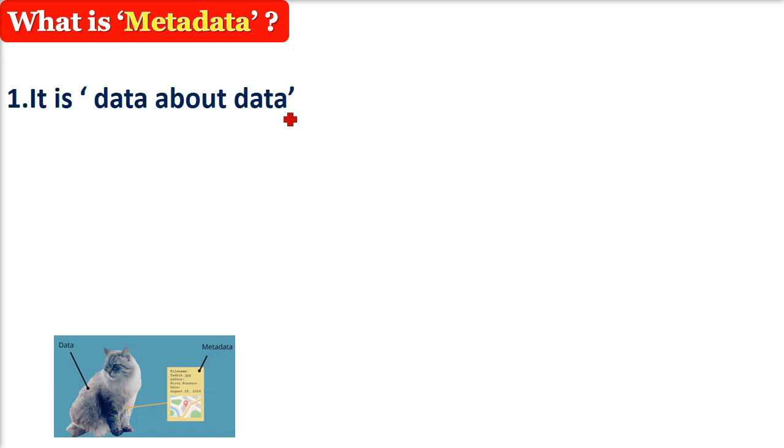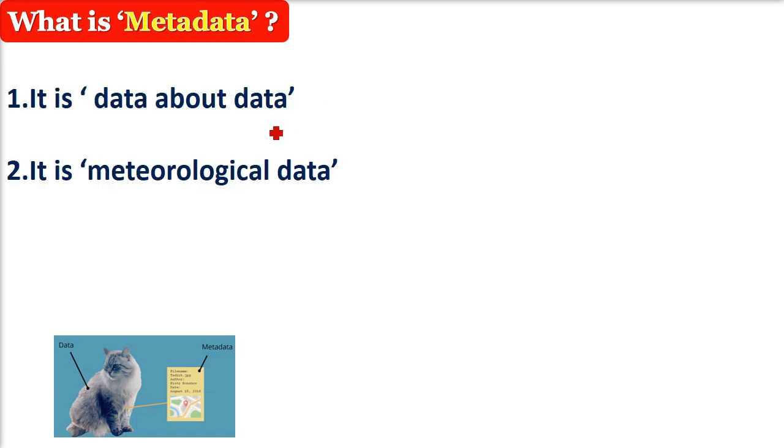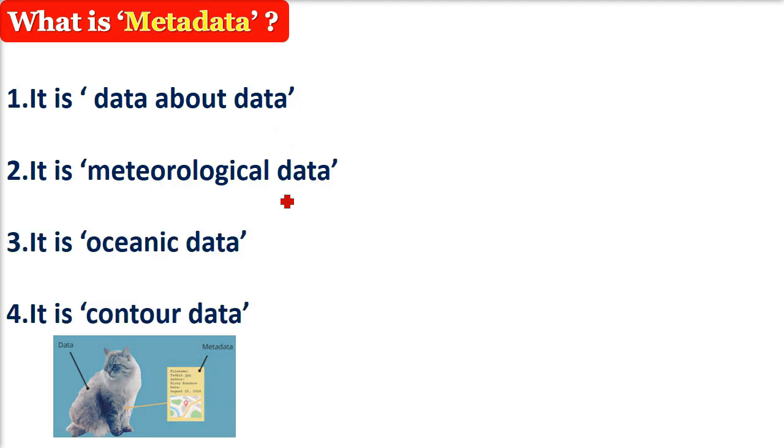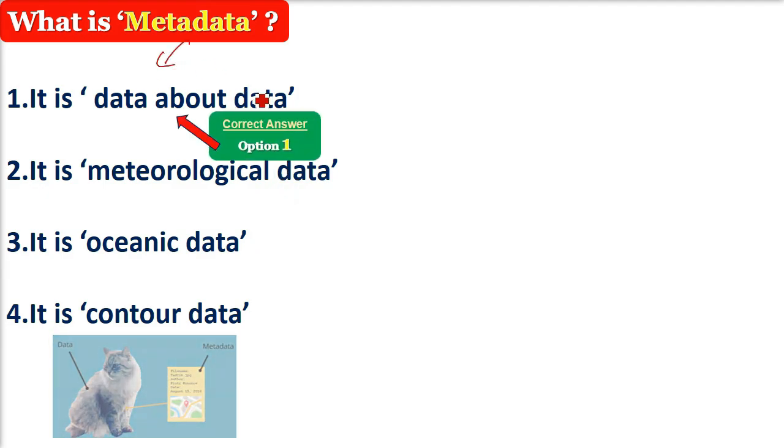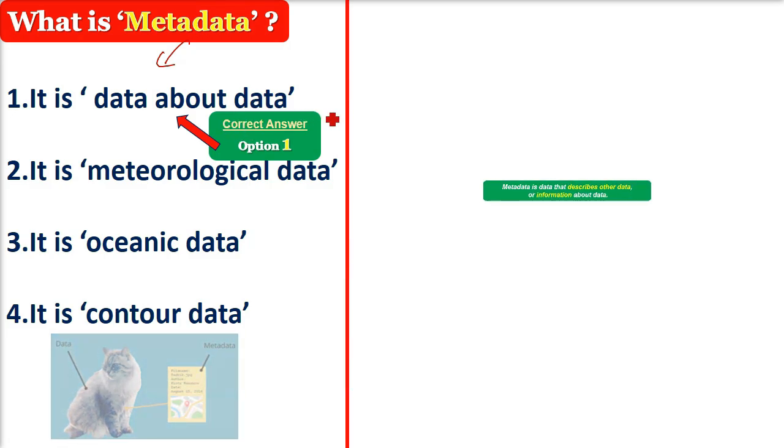Now the options are: it is data about data; the second option is it is meteorological data; then we have oceanic data and contour data. So what do you think is the correct answer? The correct answer, of course, you got it right. It's data about data. The data which gives information about certain other data is nothing but metadata, and that is very important.